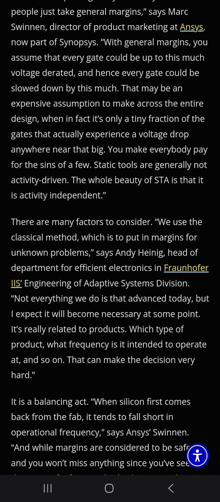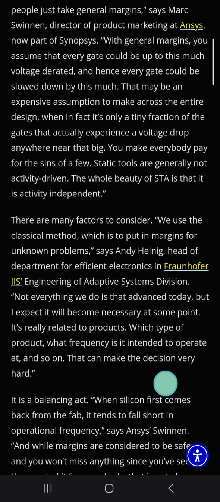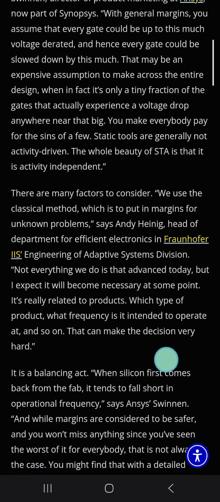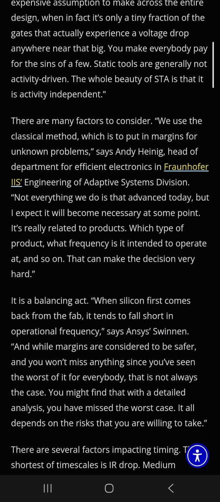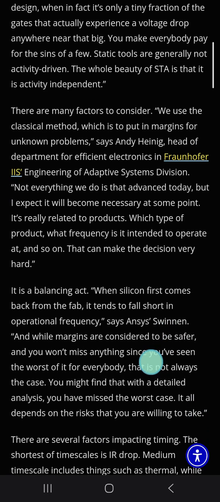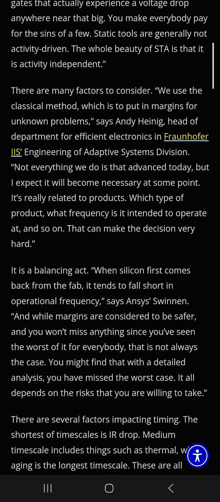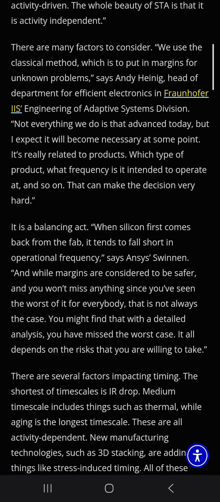We use a classical method, which is to put in margin for unknown problems, said Andy Hennig, head of the Department of Efficiency Electronics for the IIS Engineering of the Adaptive Systems Division. Not everything we do is that advanced today, but I expect it will become necessary at some point. It should really relate to the product. Which type of product, what frequency is it intended to operate at, and so on. That can make the decision very hard. It is a balancing act.